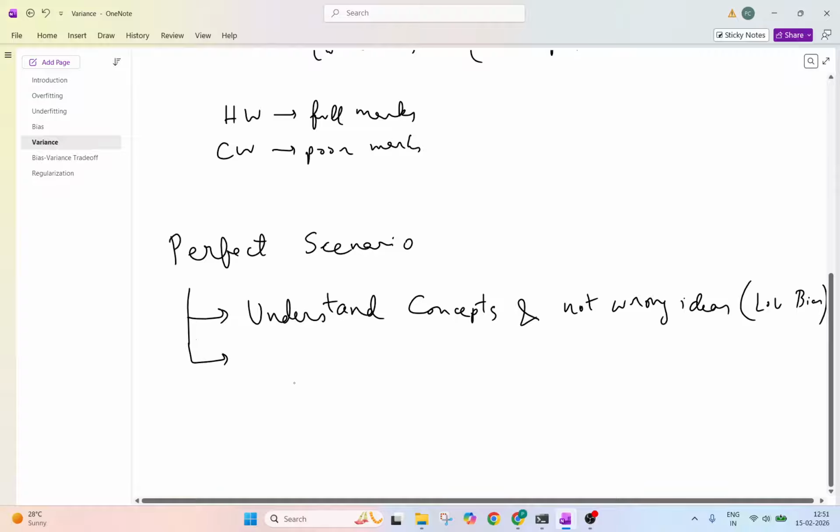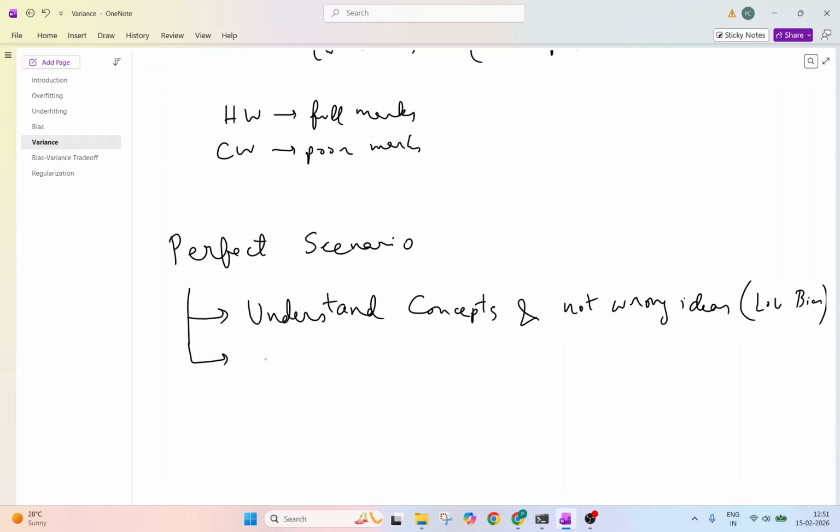Second, it should not memorize blindly. That is, it should have low variance. When it understands the concept, it is not biased, therefore low bias. And when it does not memorize blindly, it doesn't get overfitted to a particular training data set. So low variance, right?